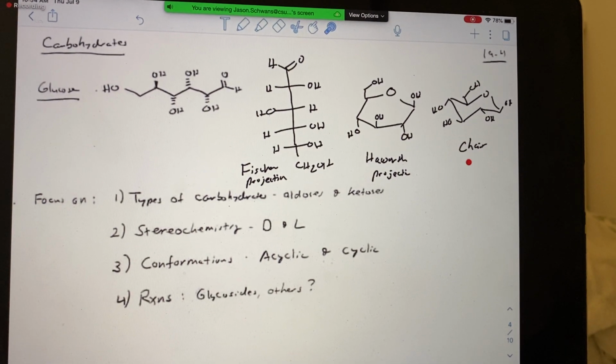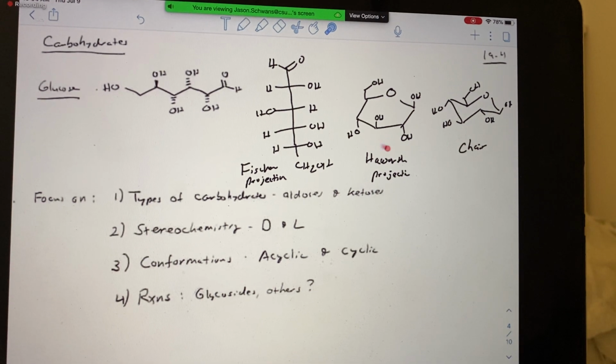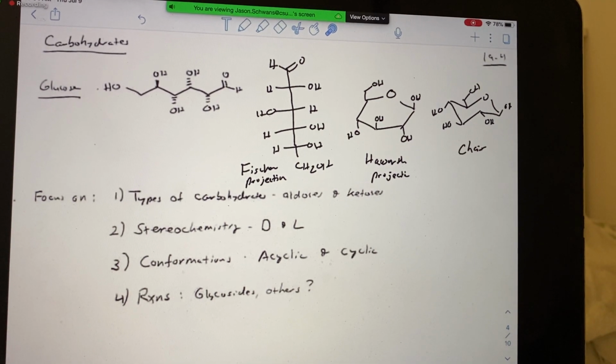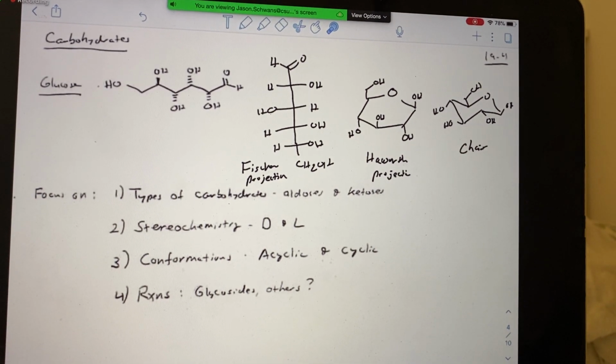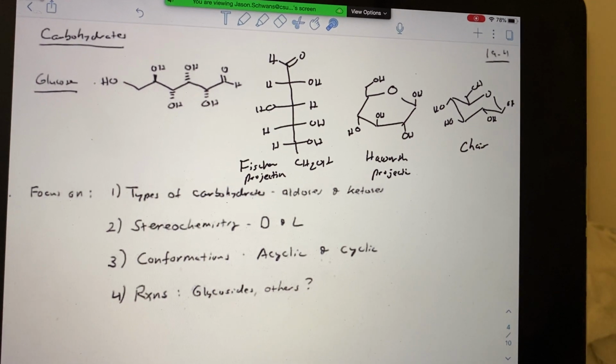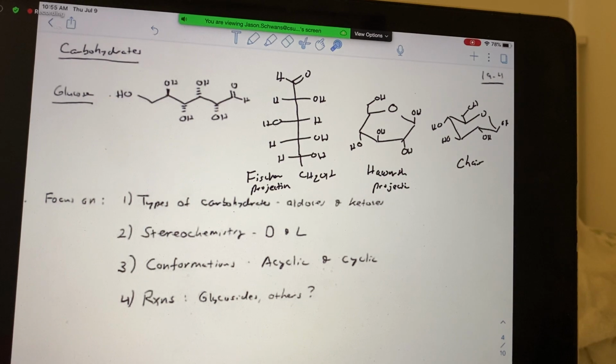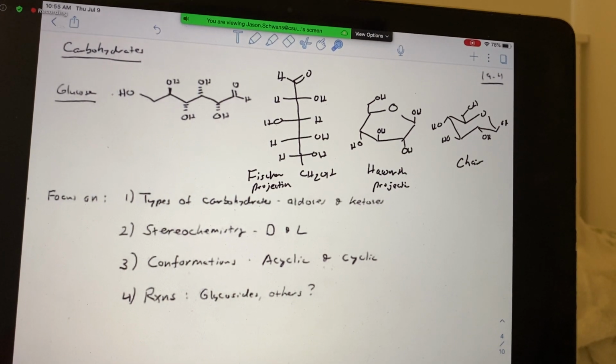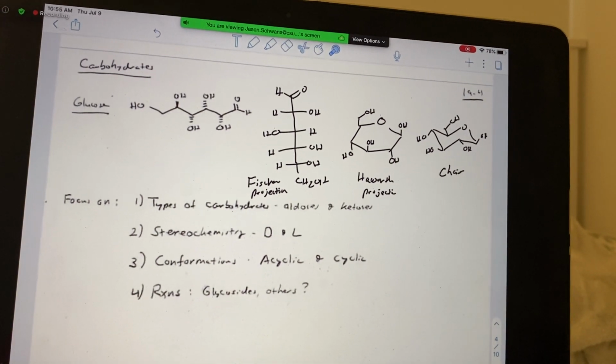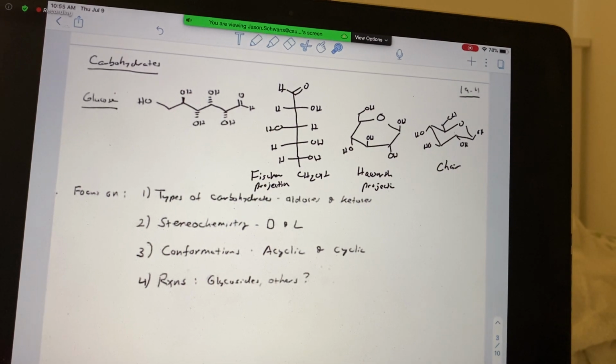However, sometimes it's kind of annoying to draw it like this, and so we'll just use what's known as the Haworth projection. And what you'll notice is that most common sugars are 5 and 6 membered rings, because we saw in organic 1 that those are the most stable structures. So as I wrap up here, I'll leave this up so that you can write that down.